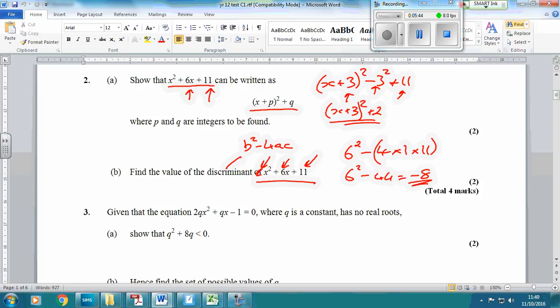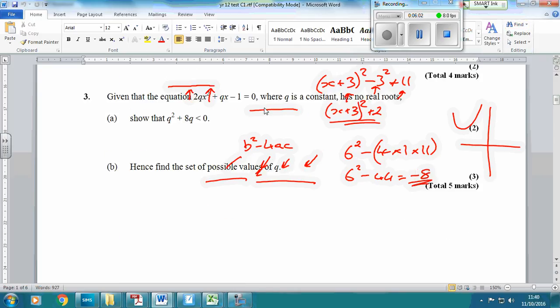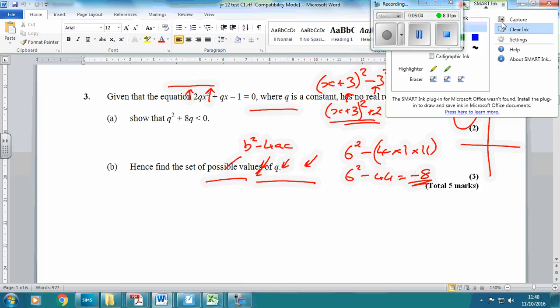And we don't need to describe that, but because our discriminant is negative, what that means is that there are no real roots, because it's less than 0. And what that means in terms of if I wanted to sketch it is that my graph doesn't actually touch the x-axis at all. Okay, question 3.